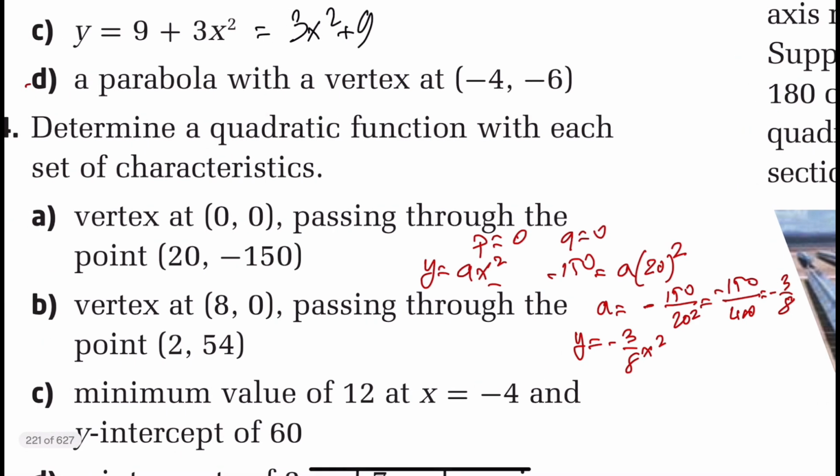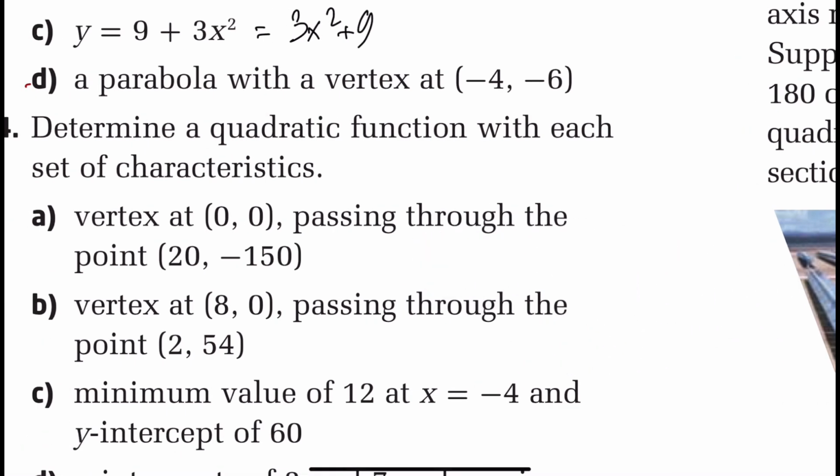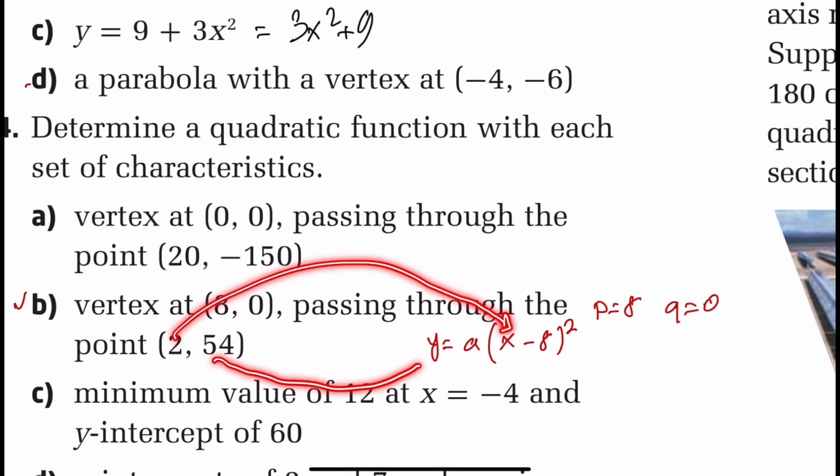Same thing for question B. You have your P is 8, your Q is 0, so the equation will be y is equal to a times (x minus 8) squared plus 0, because my q is 0. And you can just do the same thing, replace x by this value 2 and y by this value, and solve for a. It is very, very straightforward.